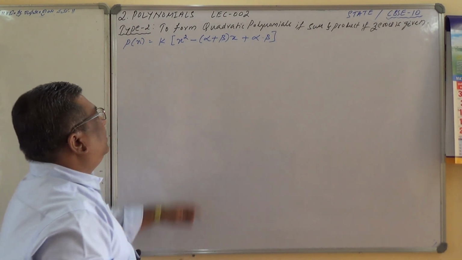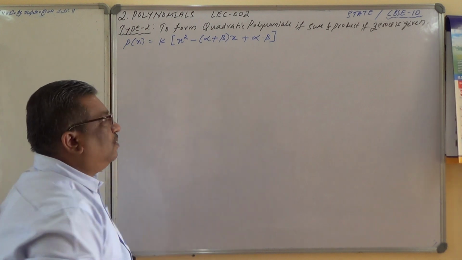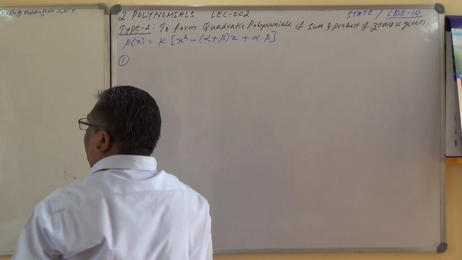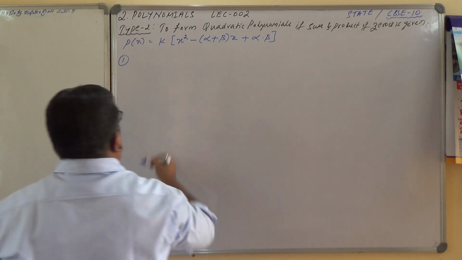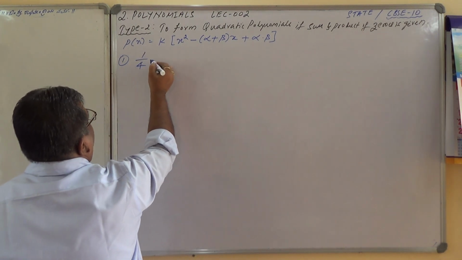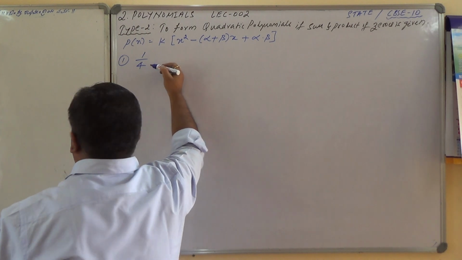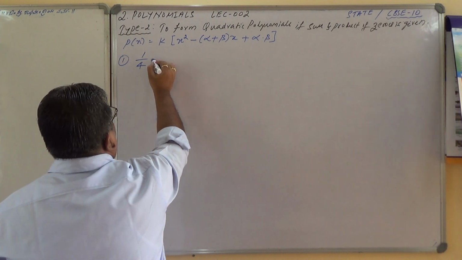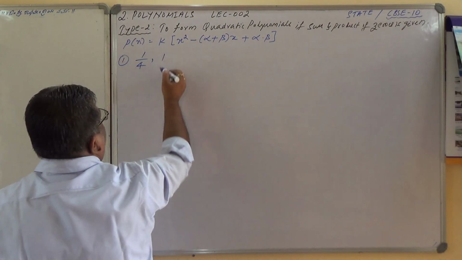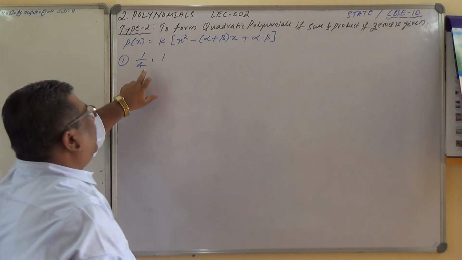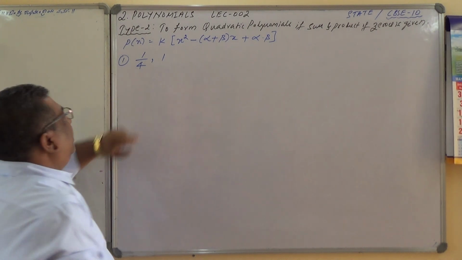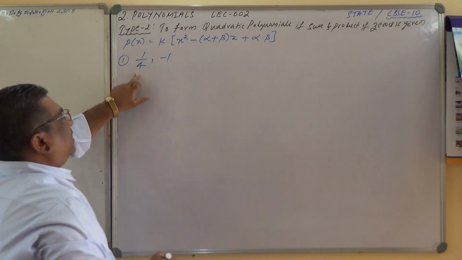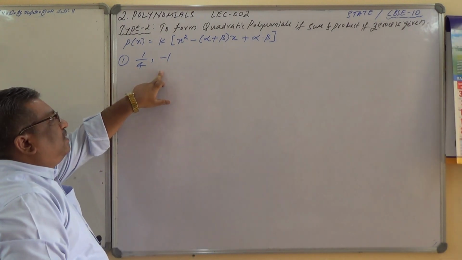Are you able to understand? This is how we form the quadratic polynomial. So let me take the examples here. First one, from RDS I will pick up an NCERT question. 1 by 4, sum of zeros is given to you and product of zeros is given to you. Please remember, sum and product of zeros is given to you. 1 by 4 comma minus 1. This is NCERT. That means you have been given sum of zeros as 1 by 4 and product of zeros as minus 1.